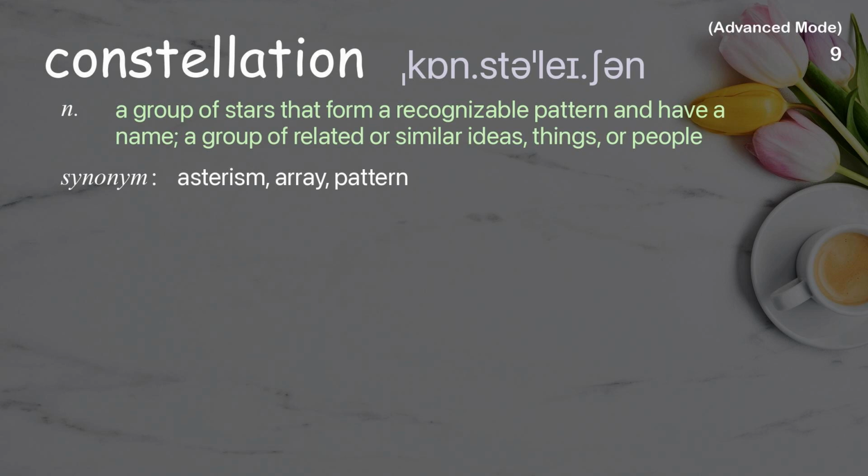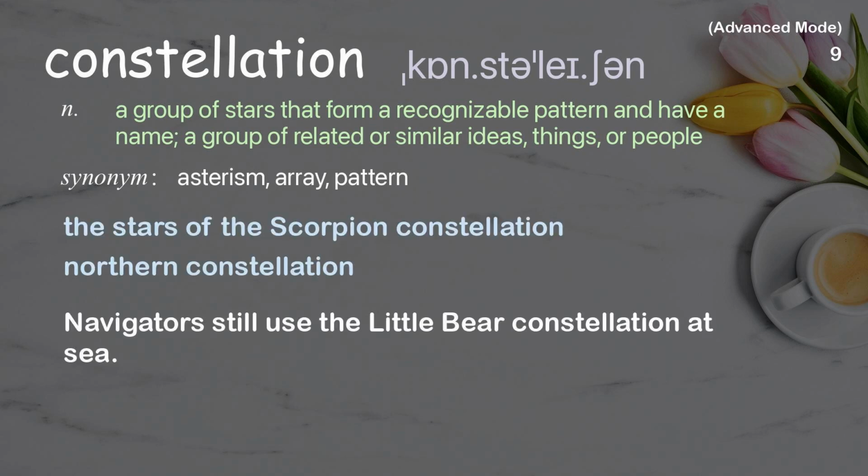Constellation. A group of stars that form a recognizable pattern and have a name; a group of related or similar ideas, things, or people. Examples: The stars of the Scorpion constellation. Northern constellation. Navigators still use the Little Bear constellation at sea.